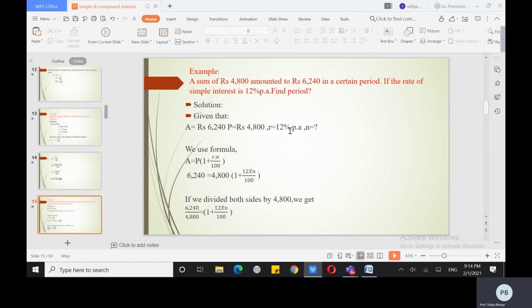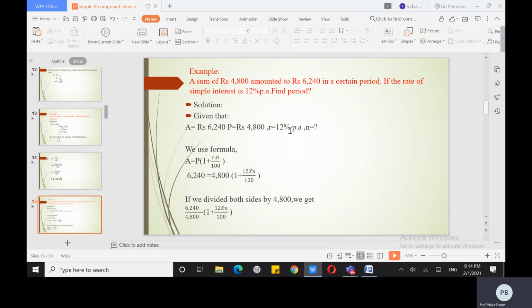If the rate of simple interest is 12% per annum, then find the period. Here, go to the solution. What is given in the example? The amount A is rupees 6240. P is rupees 4800. And R is the rate of interest, which is 12% per annum. Then we have to calculate the period.